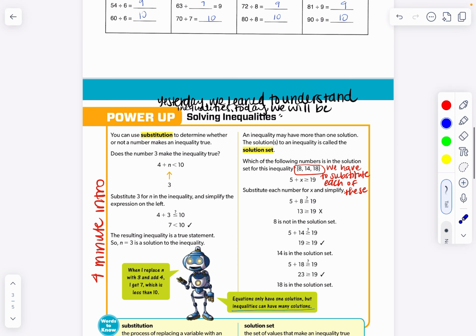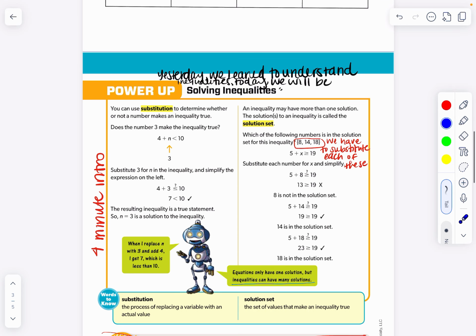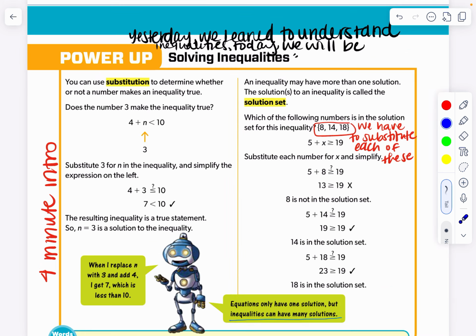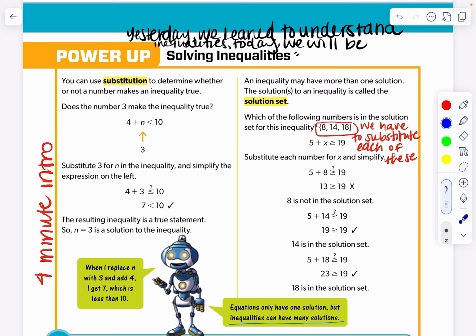So yesterday students spent time understanding what inequalities were, specifically around their symbols, and solving one side of the equation to see if the statement was true or not true. Today students will be solving inequalities, and specifically around using substitution.